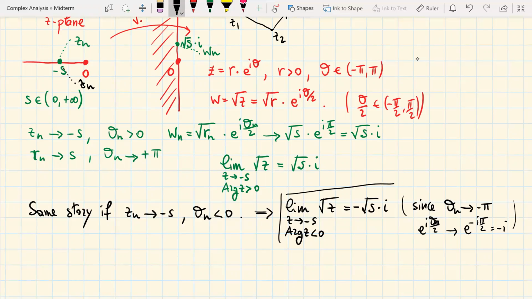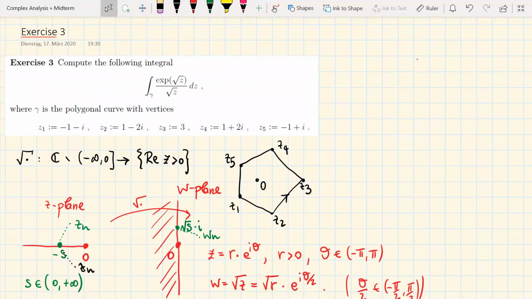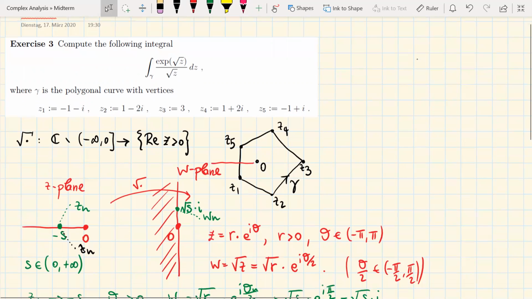Okay, so now we have this. This is the relevant information that we need from the square root, and now we can use it to solve the integral. So here we have the problem that the curve gamma crosses the negative real axis. So what we are going to do, we are going to write this integral as a limit of integrals over smaller curves. So we are going to break the curve here and there, and to consider approximated curves.